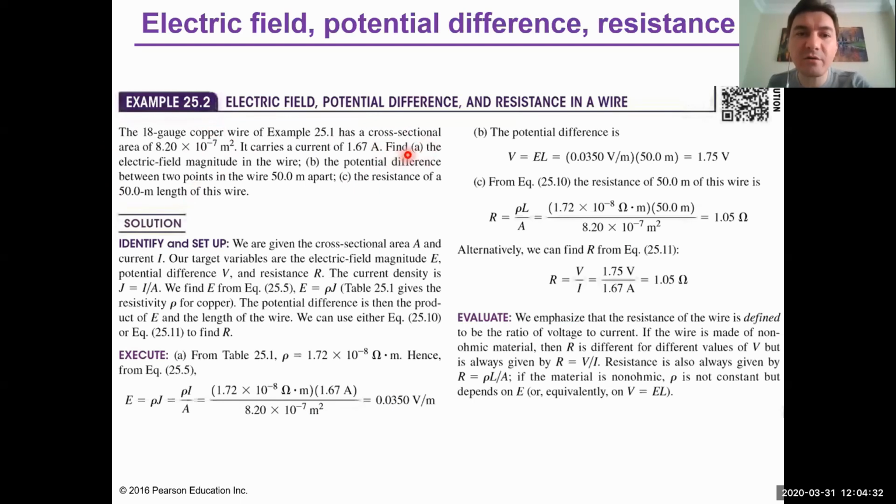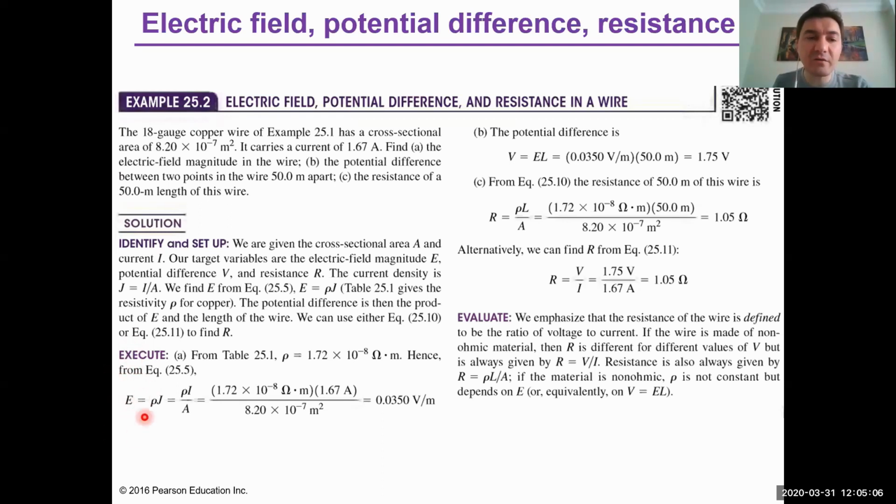So what about the questions? Find the electric field magnitude in the wire. Electric field is asked, and the potential difference between 2 points in the wire 50 meters apart. So we have a wire, it is 50 meters long, and the potential difference is asked, and the resistance of a 50 meter length of this wire is asked. So electric field is asked.